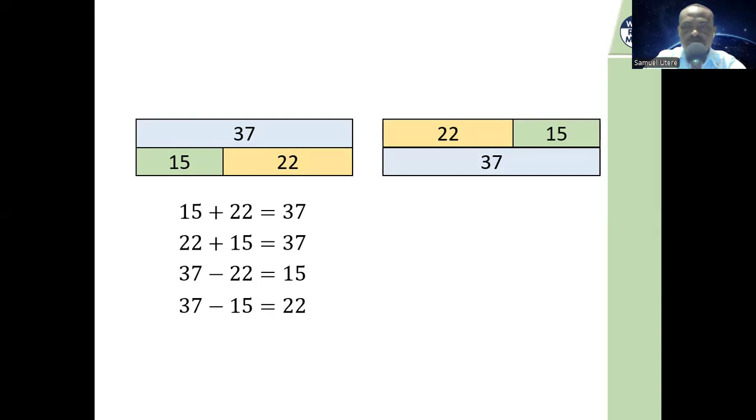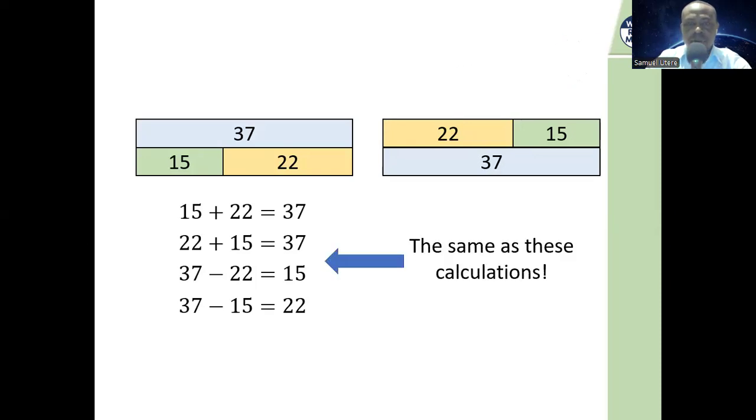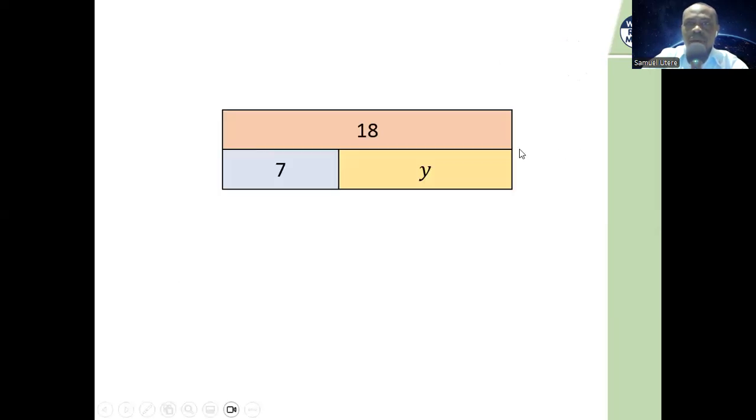Would it change the fact families? Not really. We'll get the same as these calculations, regardless of whether the 22 and the 15 are written above and swapped around. We'll get the same calculation. So the width of the bars are the same. Okay, we've now introduced letters. So algebra, obviously, when you see letters, you think about algebra.